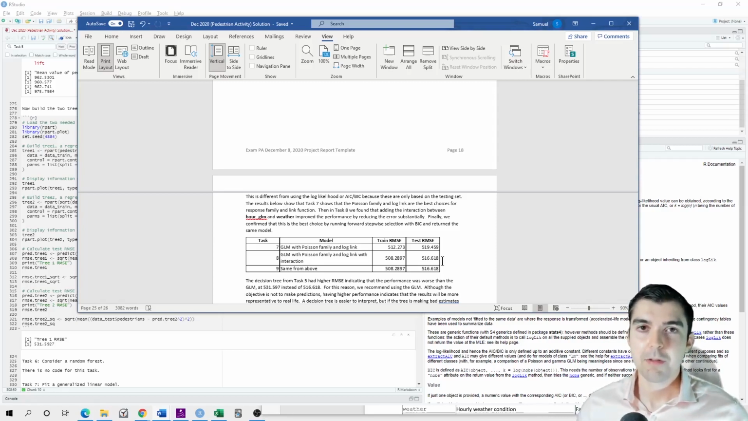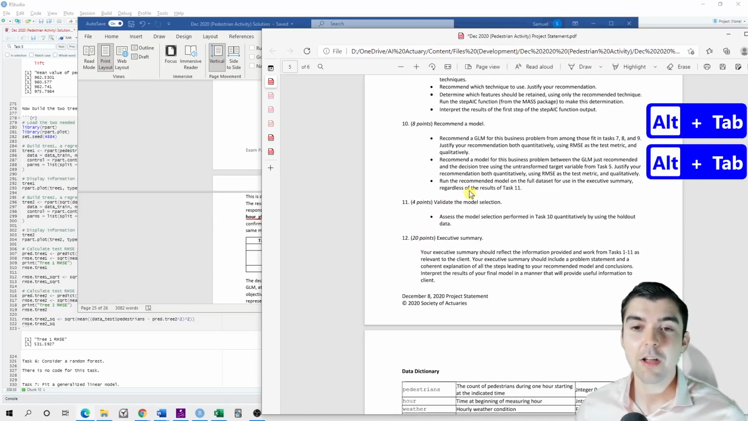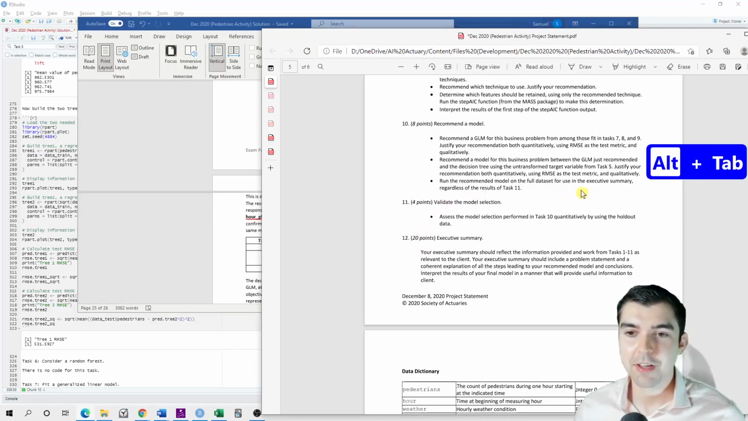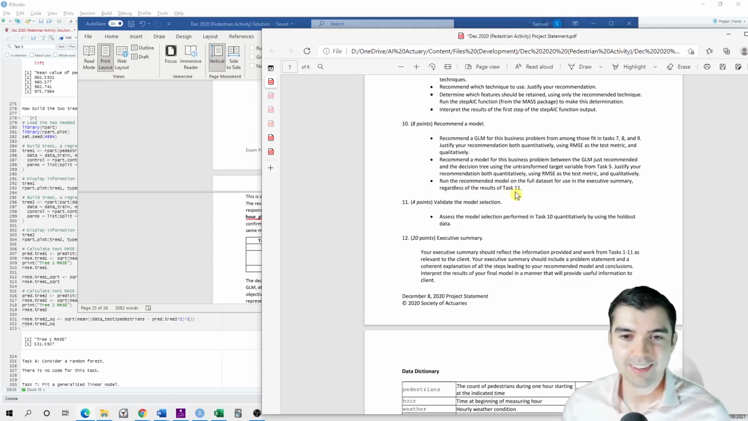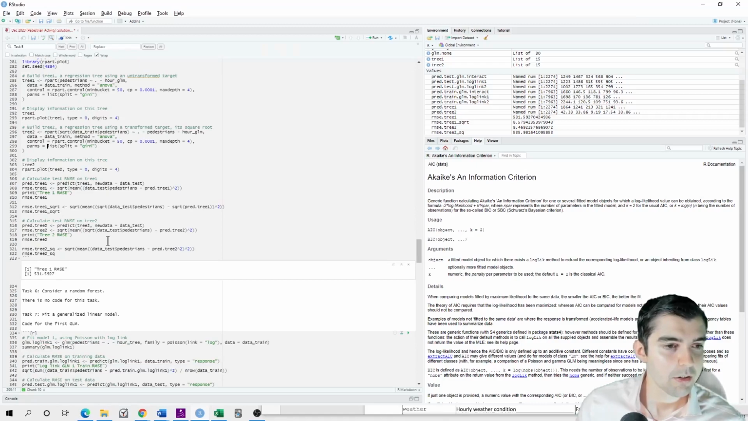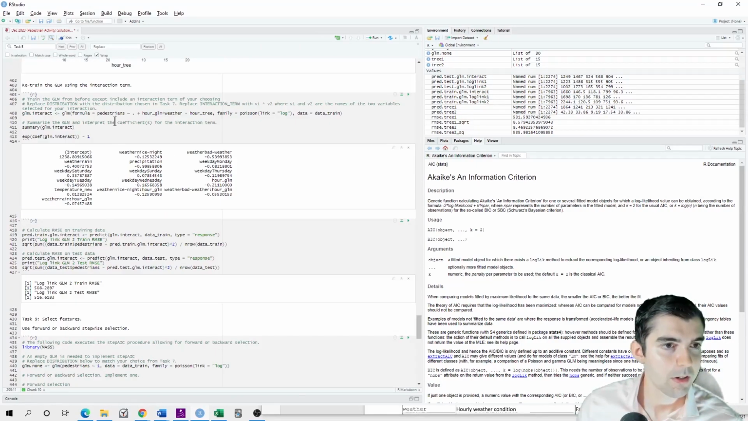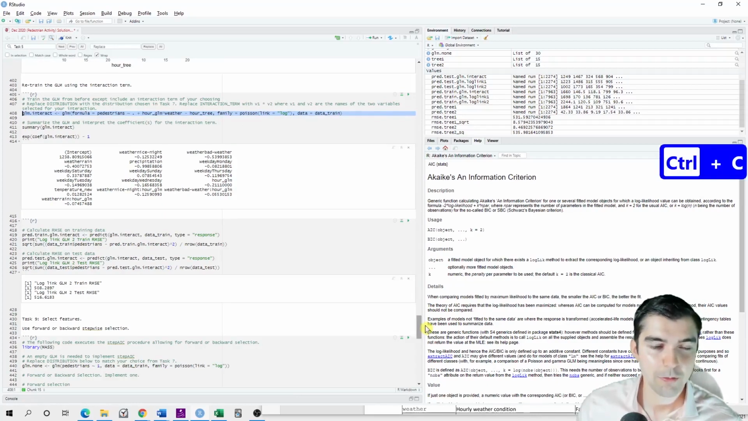But if you don't have extra time, just stick with what you have and then explain and justify your answers really, really well. Lastly, run the recommended model on the full data set and use it in the executive summary, regardless of the results from task 11. So all that we have to do is just change the input data. So we'll go back to our interaction GLM right here and then train it on the full data set.